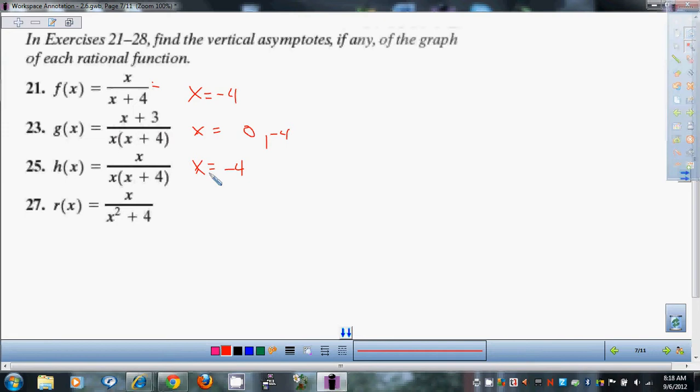Because there's nothing the denominator cannot be. There's nothing you can plug in that's going to give you a 0 in the denominator. If you plug in 2, that's just going to be 8, etc. Any other questions?